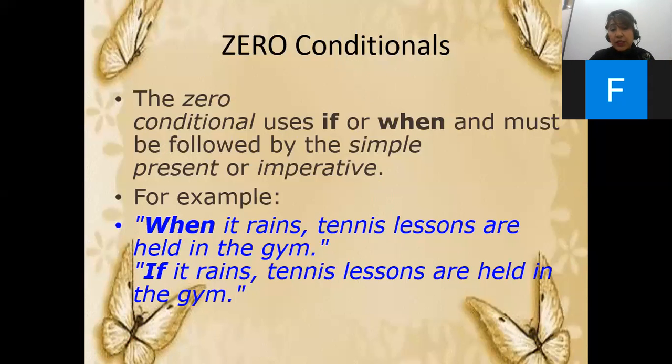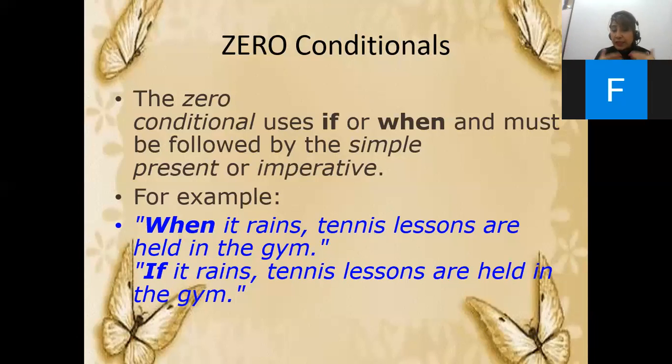Here are examples. When it rains, tennis lessons are held in the gym. Or whenever it rains, tennis lessons are held in the gym. It means we are not talking about, if it rains today, we will have our tennis lessons in the gym. That would be first conditional, referring to a specific situation. It is not a general truth for all time.